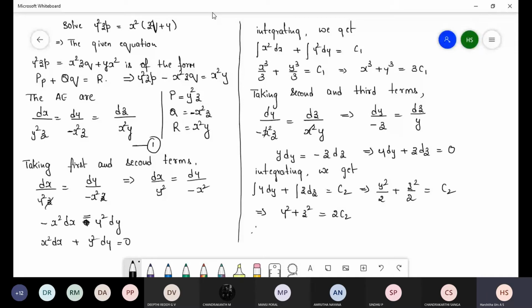Therefore, phi of, here first term is x cube plus y cube, comma, second term y square plus z square is equal to 0 is the required general solution of the PDE.